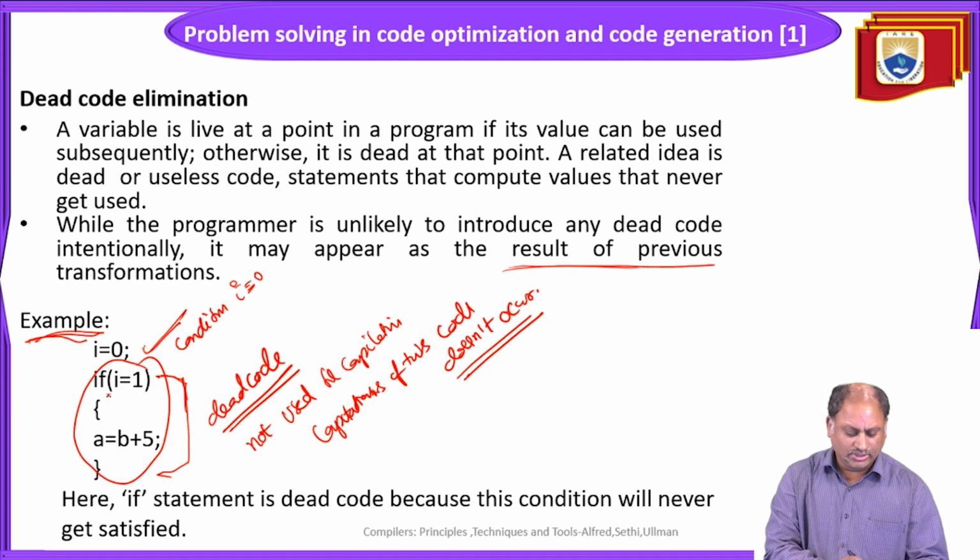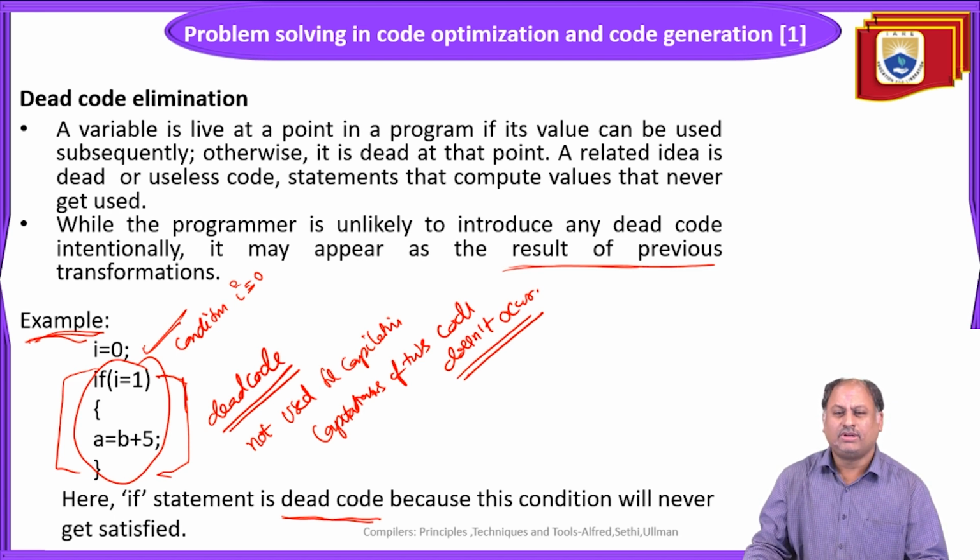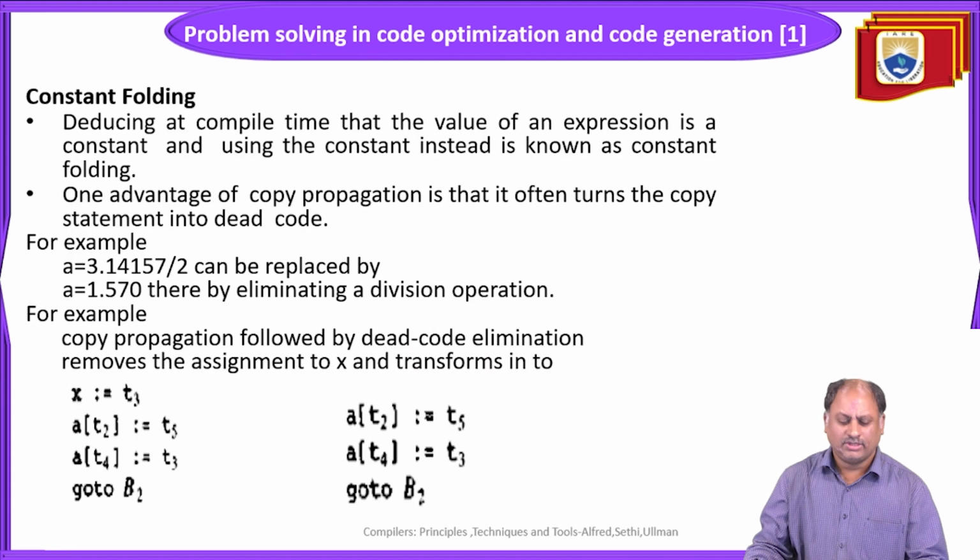So in the example, if you take this statement, that code is dead because this condition will never get satisfied. So this is the environment which is available. And where is the second? The next one is in this example.